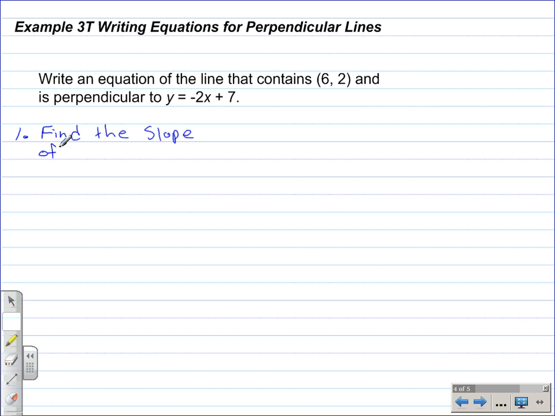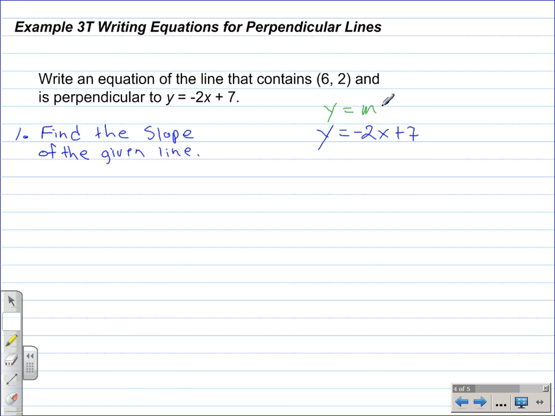And more specifically, we want to find the slope of the given line. That's the first thing we want to do. Write an equation of a line that contains this point, (6, 2), and is perpendicular to y is equal to -2x plus 7. Well, this step is very easy because we are given the equation of a line in slope-intercept form. Now, if you forget what slope-intercept form is, shame on you because I just talked about it on the previous page. Now, slope-intercept form is y is equal to mx plus b.